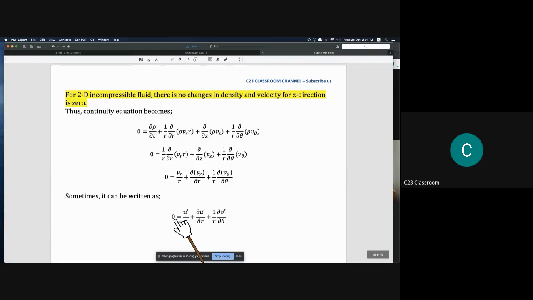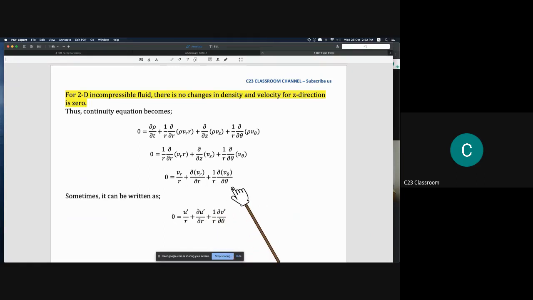Okay, now, this is just for incompressible, because there are no changes in density and velocity for the z direction. And there is no change in density, and the velocity for the z direction is also equal to 0. So the continuity equation can be expanded like this. We neglect certain parameters, and finally we could write like this one.